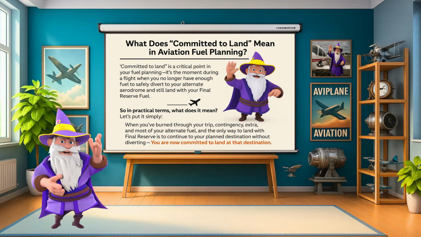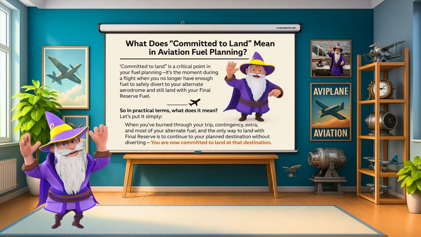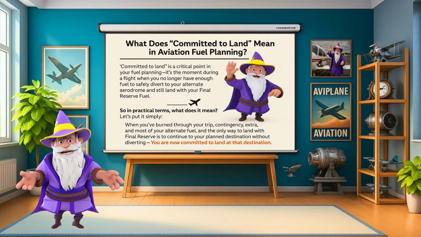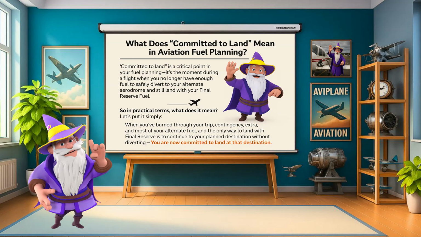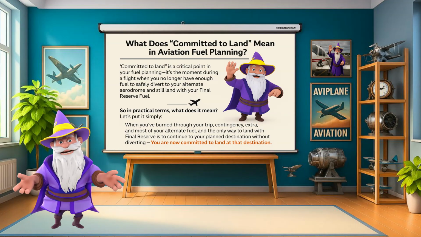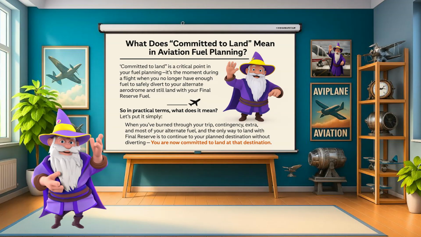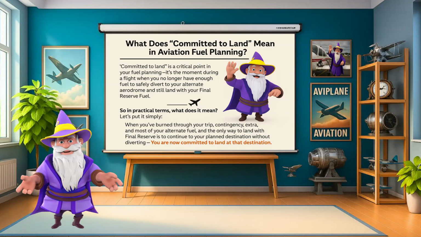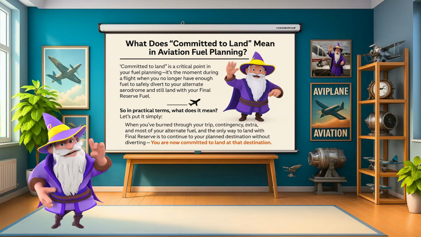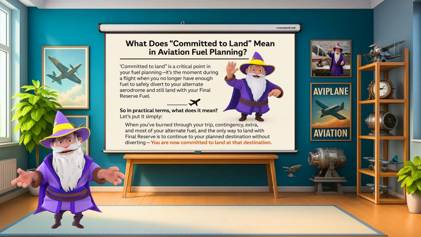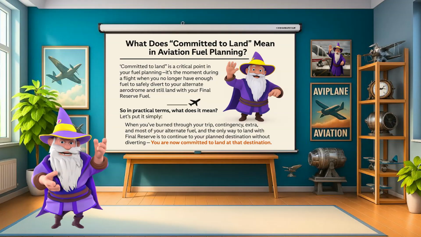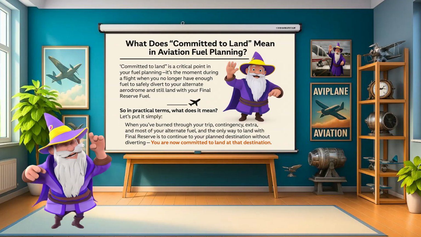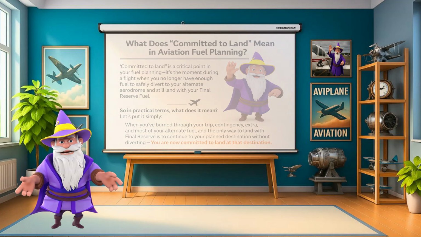So in practical terms, what does it mean? Let's put it simply. When you've burned through your trip, contingency, extra, and most of your alternate fuel, and the only way to land with final reserve is to continue to your planned destination without diverting. You are now committed to land at that destination. There's no more Plan B.